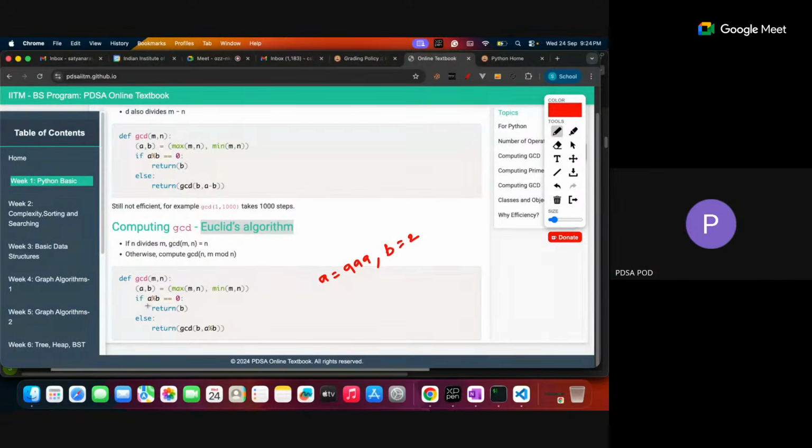In this case, it checks whether 999 is divisible by 2. No, it's not divisible, right? Yes, sir. So when it is not divisible, it goes here. The next GCD call sends 2 here, and the remainder of 999 and this B is going to be 1, right? Fine. Now 1 is able to divide this A, because A is a bigger value and B is a smaller value. B can divide this A. So that GCD is going to be 1 finally.